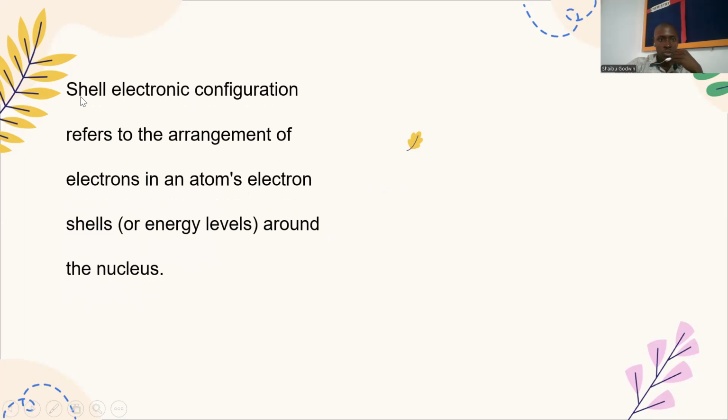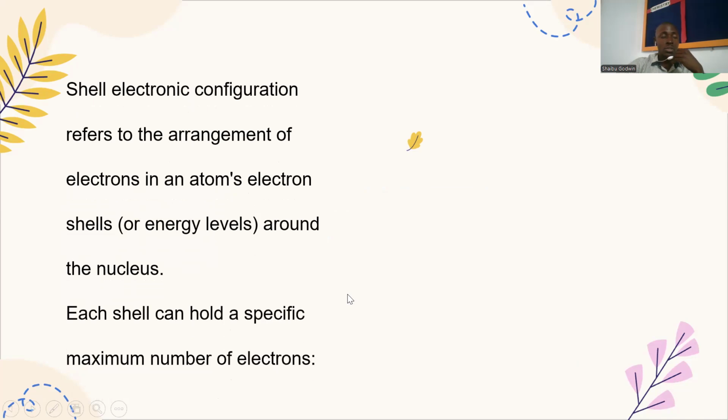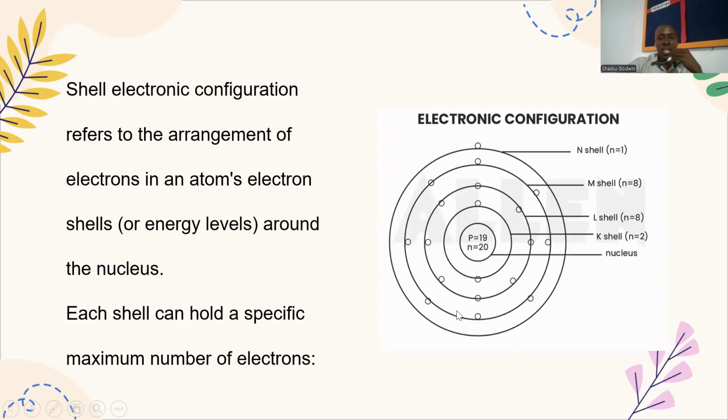Shell electronic configuration refers to how electrons are arranged, like I said, in an atom. Atoms usually have energy levels, and then electrons are arranged in a definite way, according to the energy levels the atom has. So each shell can hold a specific number of electrons, as we will soon see. There are different shells in an atom.